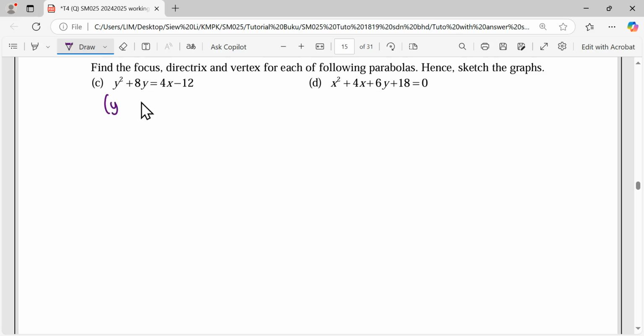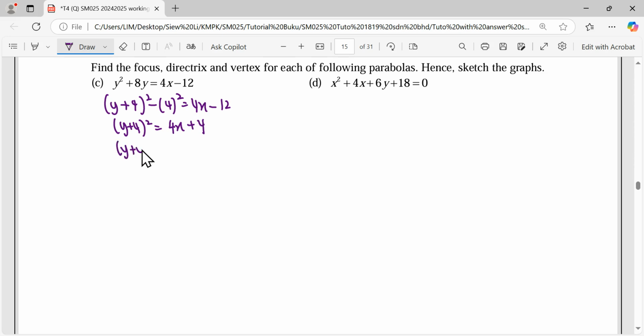So y squared. The way to complete the square is to put y in a bracket squared. For the term with y here, the value of b we divide by 2, which is positive 4. Then we minus this 4 squared, and we move this value to the right hand side. It gives us positive 4.